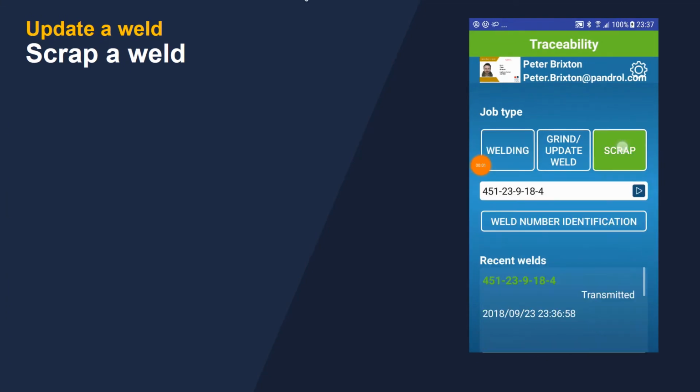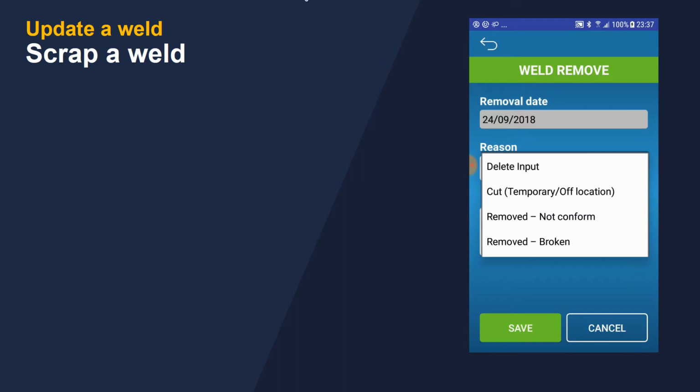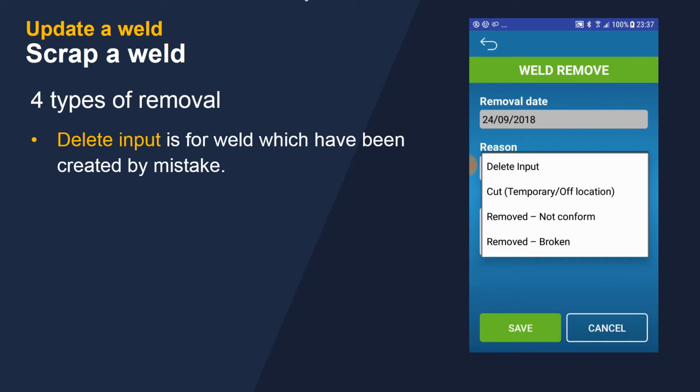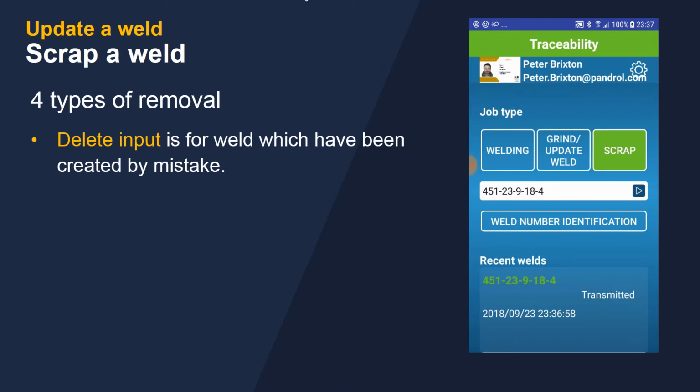To scrap a weld, proceed just like when you want to review a weld, but select the scrap button. Just note that the weld number is kept in memory. You won't be able to use it for another weld. The app allows you to choose 4 reasons for scrapping a weld.